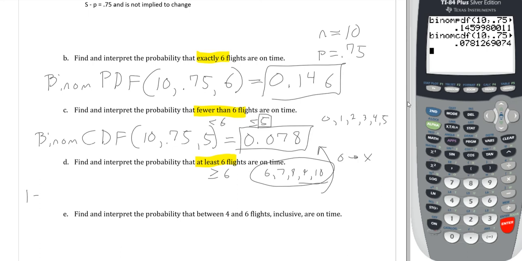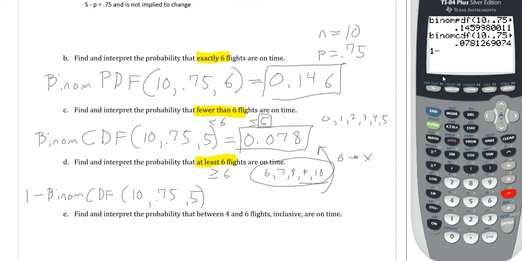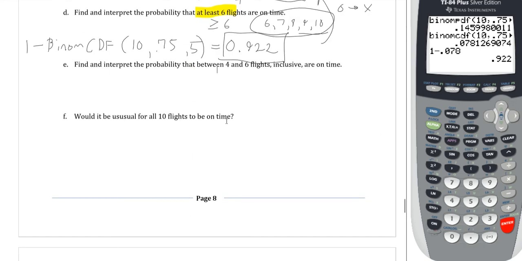If we take that away from 1, what we get is the probability of everything else. So we can do 1 minus Binomcdf of 10, 0.75, and 5, and that would leave us with the probability of 6, 7, 8, 9, or 10. So we can solve this by doing 1 minus that previous answer of 0.078, and we get 0.922. Lastly, or we have 2 more, sorry.